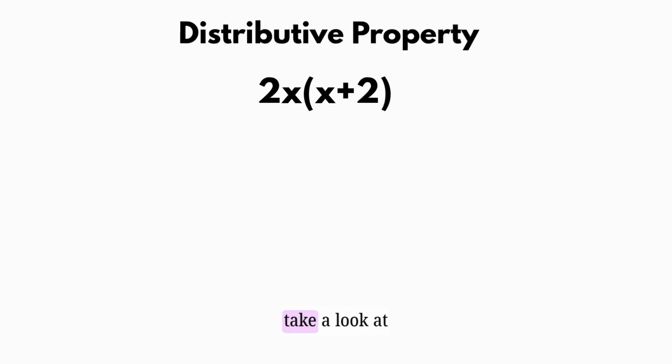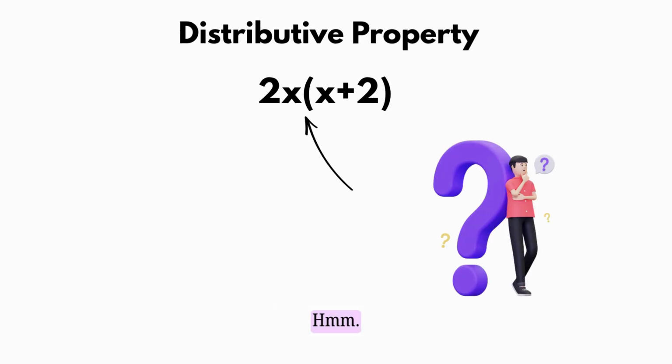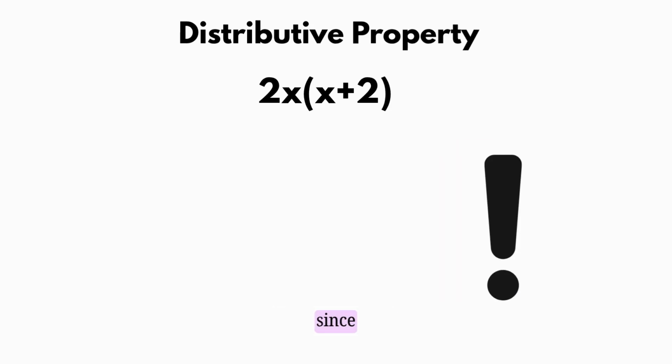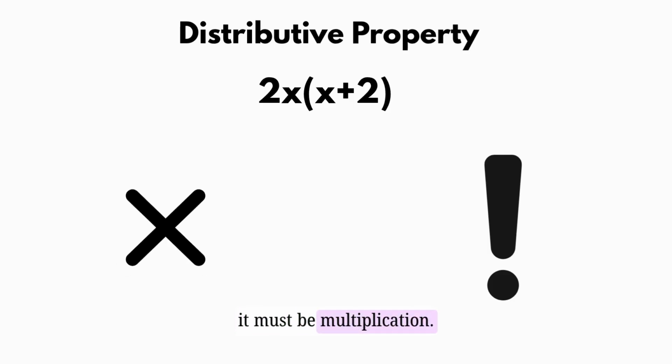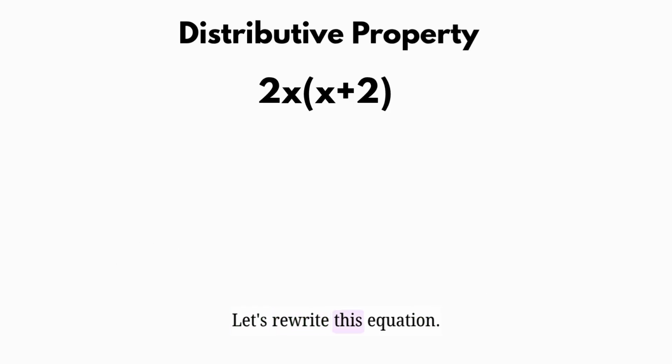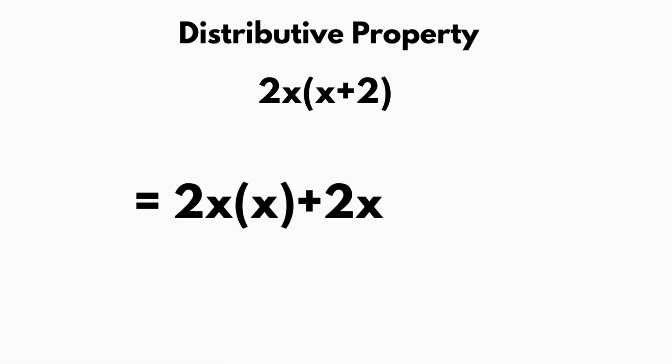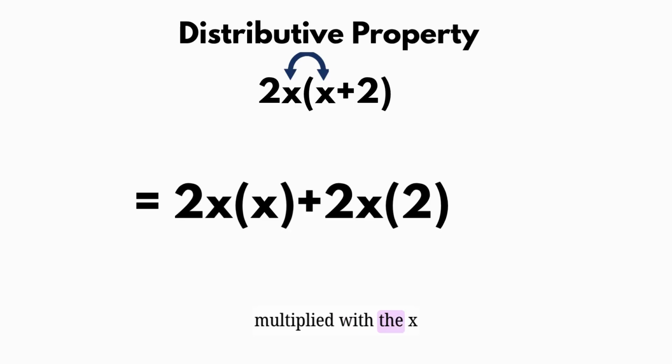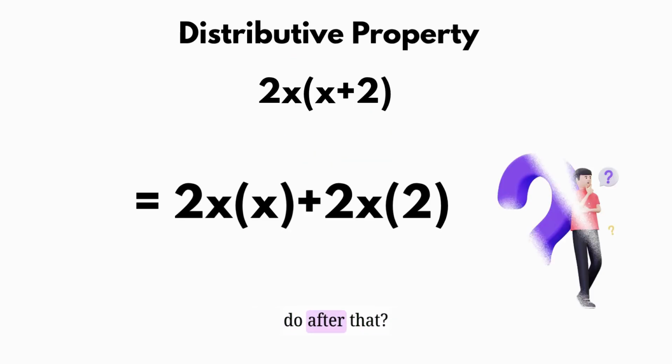Well, first, let's take a look at what this equation means. Wait, there is no symbol in between 2x and the bracket. Oh, remember, since there is no symbol, it must be multiplication. Let's rewrite this equation. Wait, how did the equation turn from this to that? Oh, I get it. The 2x is multiplied with the x and the 2. But what do we do after that?